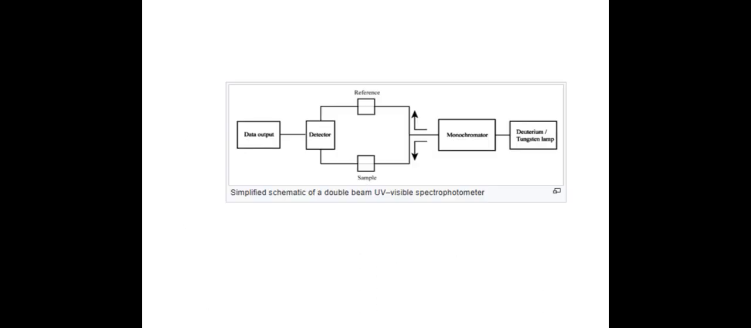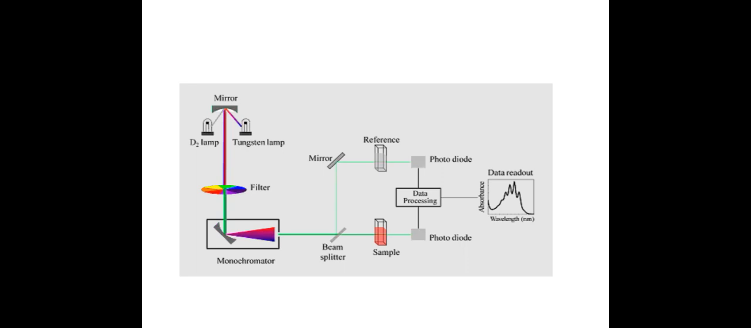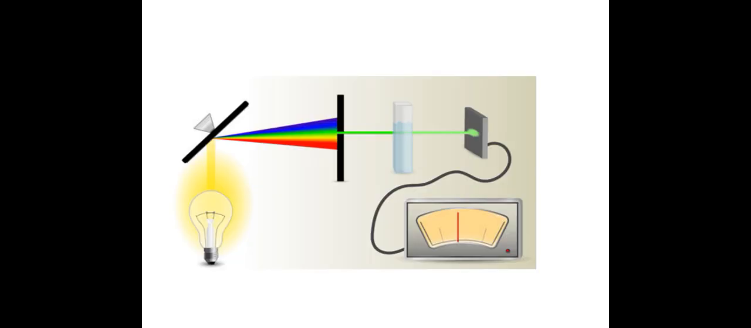Then the structure: tungsten lamp, monochromator, reference and sample, detector, data output. This is a picture representing that. So D2 lamp and tungsten lamp, mirror, filter, monochromator, mirror, beam splitter, sample and reference, data processing, photodiode, and data readout. This is the apparatus.